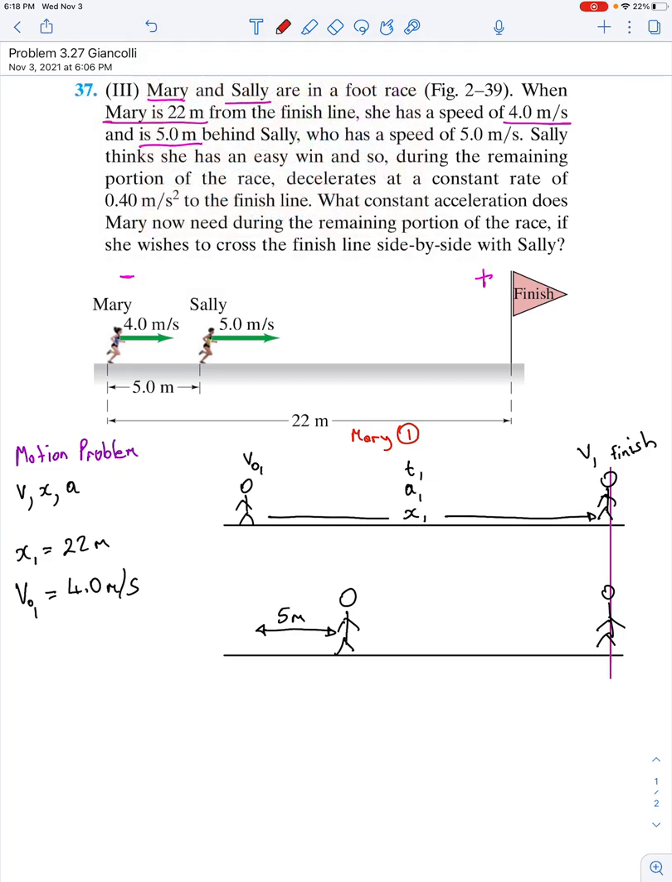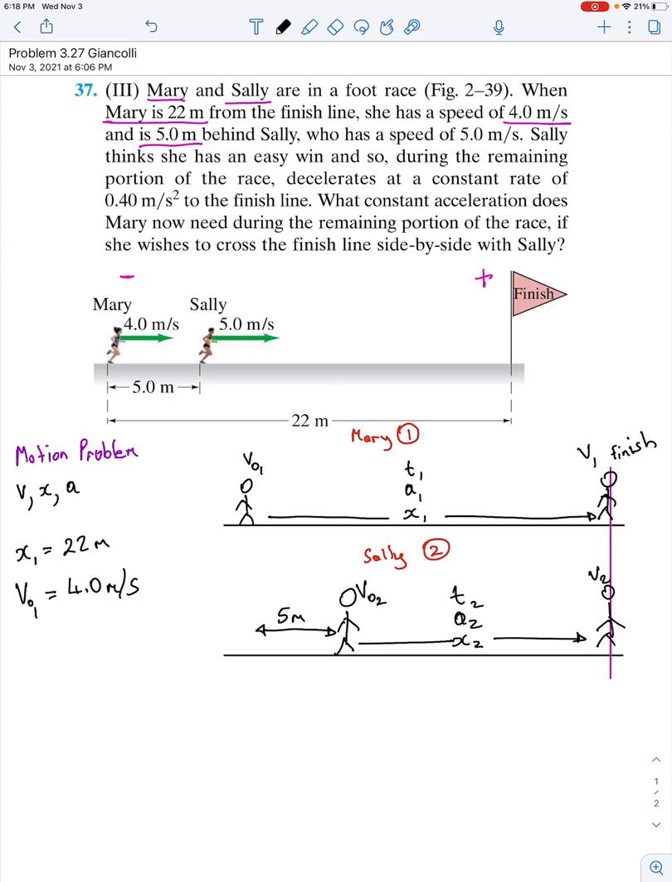We already know for Sally that she has an acceleration too. So I could automatically write in an x2. She must have some a2. She must have some t2. She must have some v02. And she must have some v2. Automatically, I just put it down. Okay? As I'm reading, I'm going to write down what these things are.